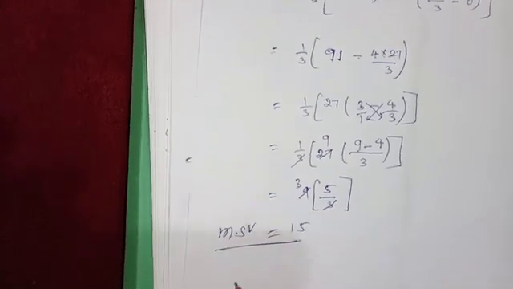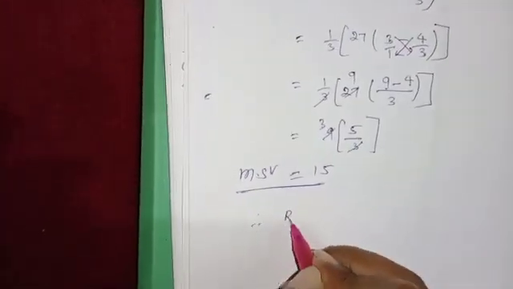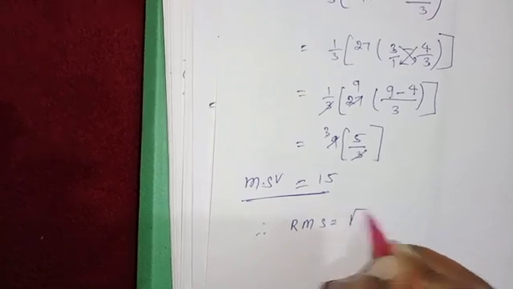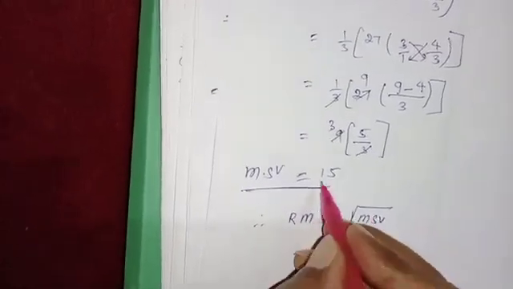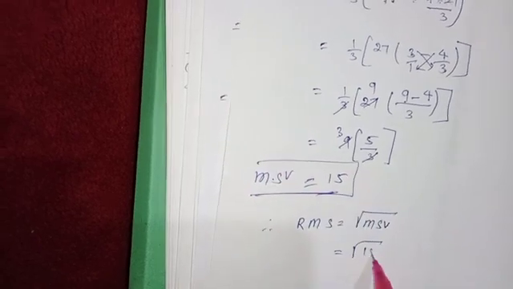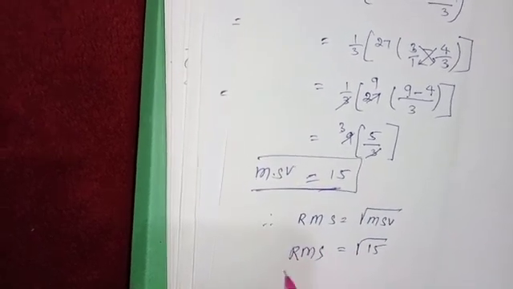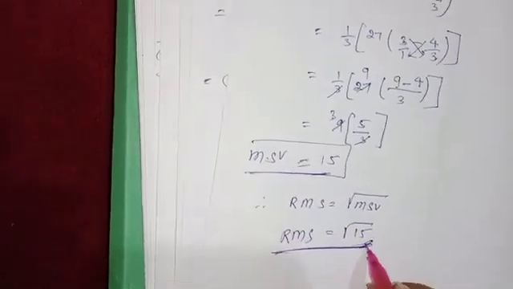But here we have to find RMS, which is equal to under root of MSV. That is equal to under root of the MSV value, which is 15. So the RMS value of the given question is root 15.